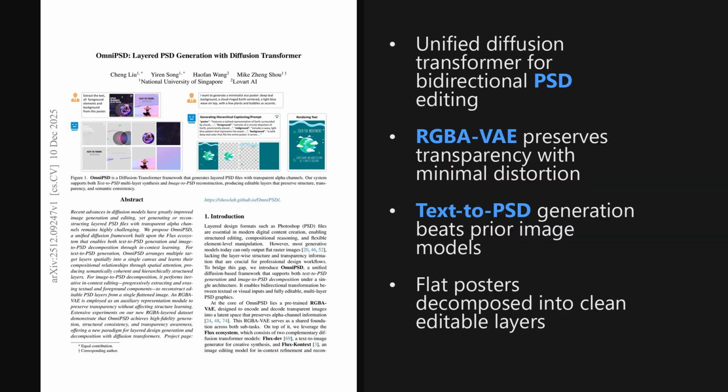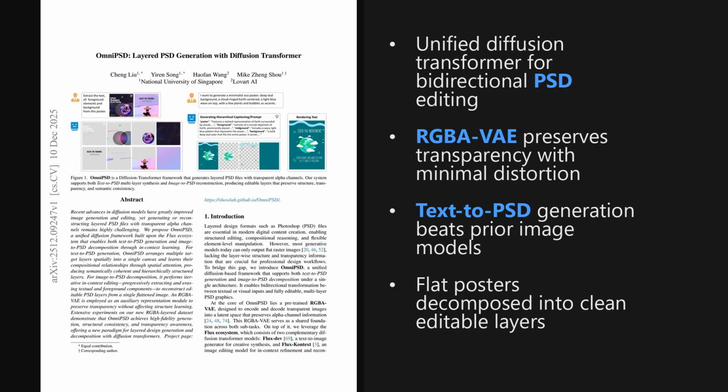I'm Alex. Today we're looking at a paper from the Hugging Face trending list, published on December 10th, 2025, about 2 days ago. It introduces a unified diffusion transformer system that can both generate layered Photoshop PSD files from text and decompose a single flat image back into editable, transparency-aware layers, which is something standard generative models really struggle with. The paper is titled OmniPSD, Layered PSD Generation with Diffusion Transformer.